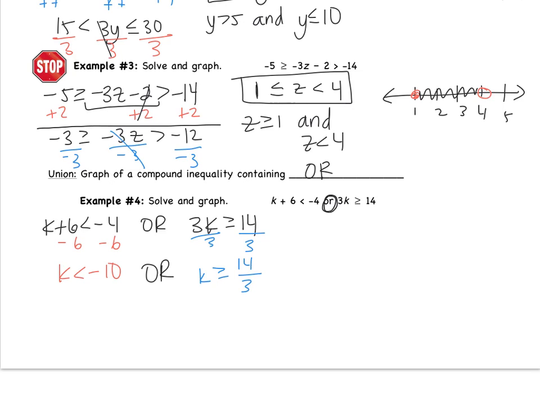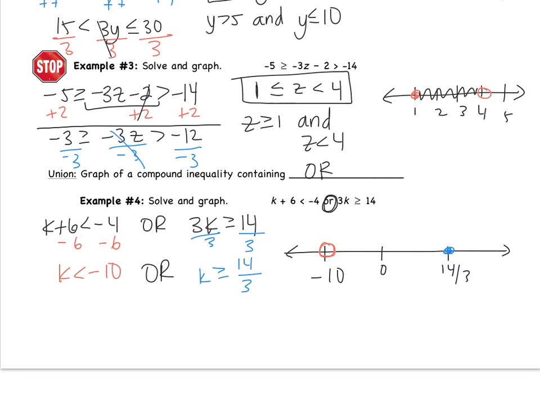I still have to graph. I know -10 is going to be on there. I know 14 over 3 is going to be on there. Zero is in between, and there are some other numbers in there. I'm not going to worry about filling them in right now, though. For k is less than -10, that's going to be an open circle. Greater than or equal to 14 over 3 is going to be a closed circle.